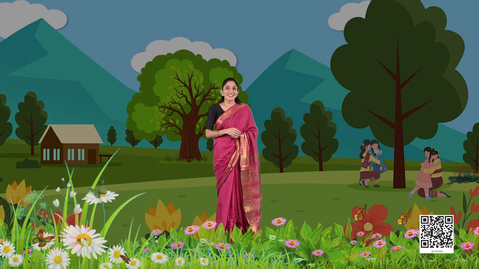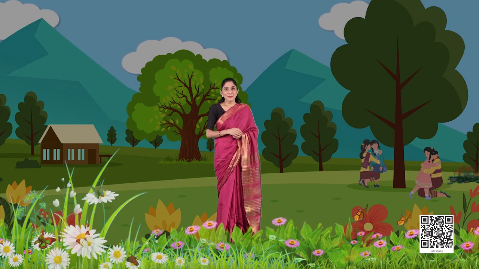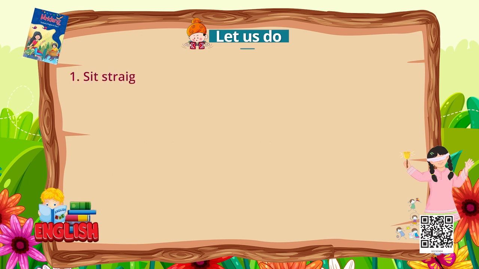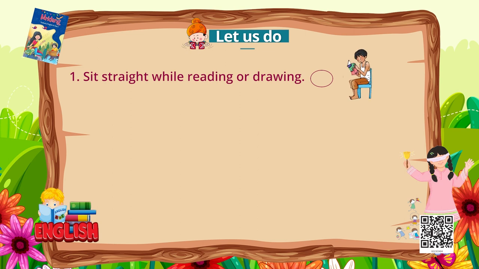On your screen, you would see some sentences. Put a right tick mark for whatever is good for our eyes. Okay? And put a cross mark for whatever is not good for our eyes. Sit straight while reading or drawing. What do you think? If we sit straight while we are reading or drawing, is it good for our eyes or is it not good for our eyes? There you go.